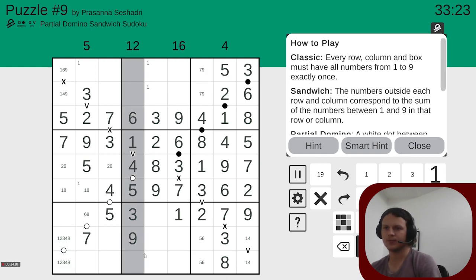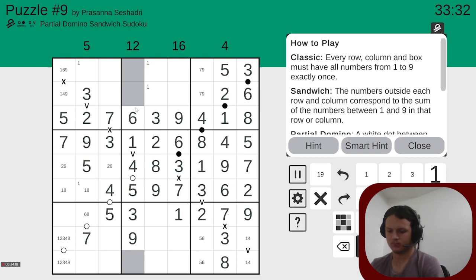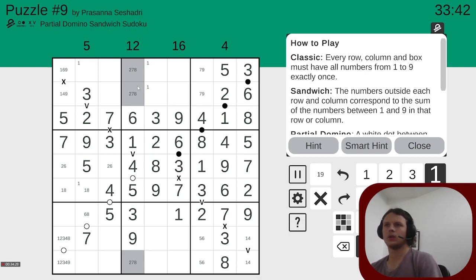What numbers are missing from this one? We're missing a 2, a 6, and an 8. Right? 2, 6, 8. No, not a 6. A 2, 7, 8. And we know that can't be a 2. And that can't be an 8.